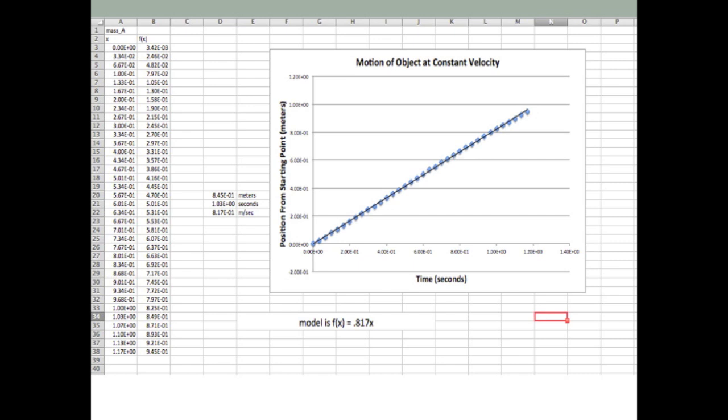Since there was no change in velocity, this model and lab shows Newton's first law, which states that an object in motion stays in motion unless acted upon by an unbalanced force. And since the net force is zero, the model accurately shows Newton's first law.